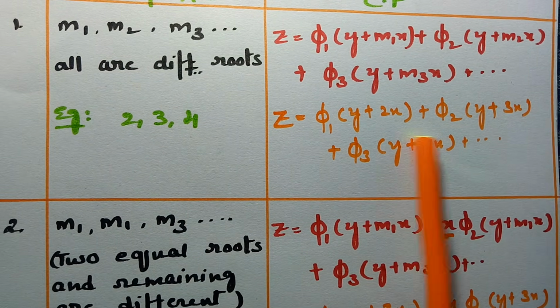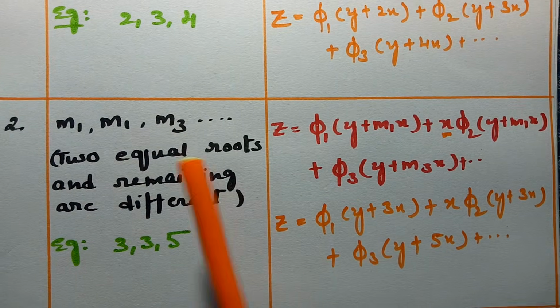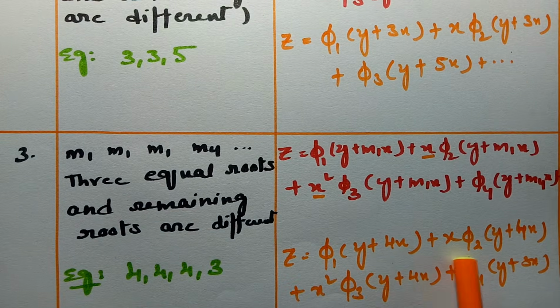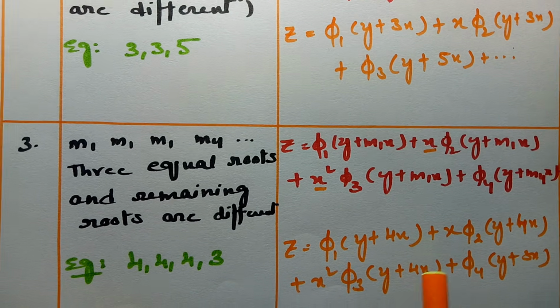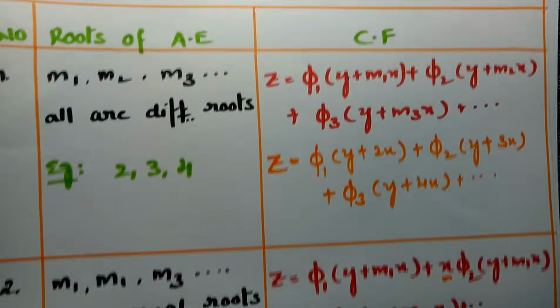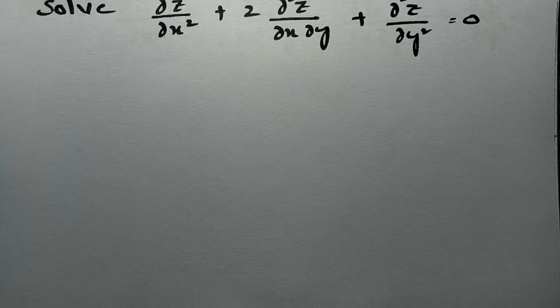For different roots you have to take different functions. For equal roots we have to make a combination with x, and if there are 3 equal roots, it will be first time x, then x square, the next one will be x cube, and so on. So an example I'm solving. See here how to solve this.